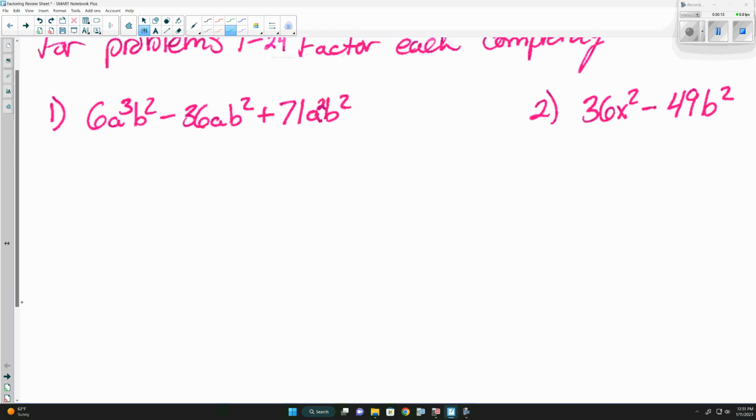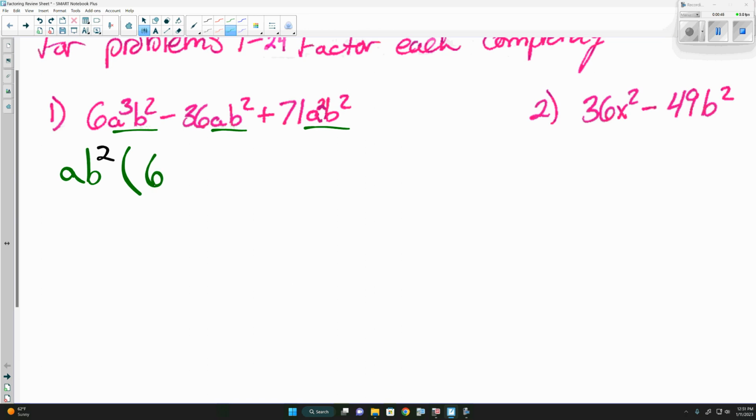So if we look at 1, for any of them, we really want to look for a greatest common factor, because if we can factor out a greatest common factor, it'll make them easier to work. So if we look at this here, between 6, 36, and 71, is there a number that goes into all three? Well, no. Okay. Then we can look at the variables. There is a b squared in all of them, and an a. So we have an a and b squared in each term, and we can factor it out.